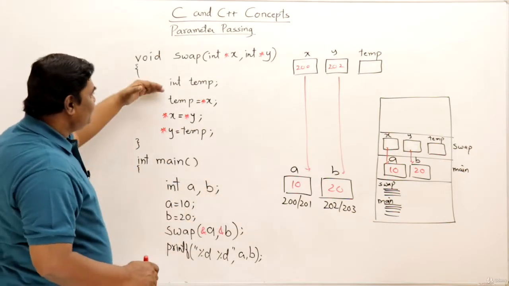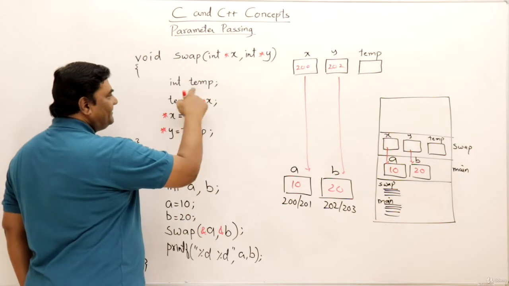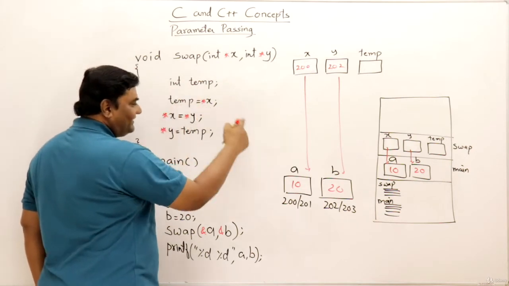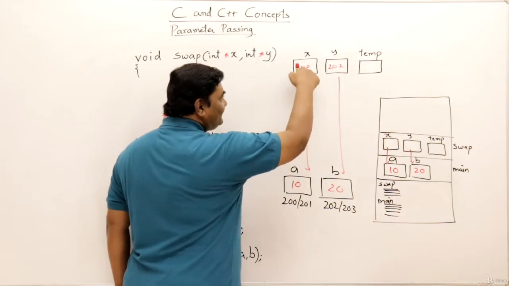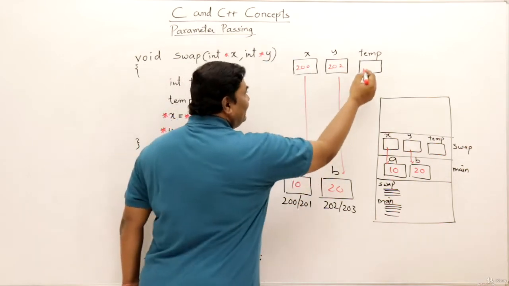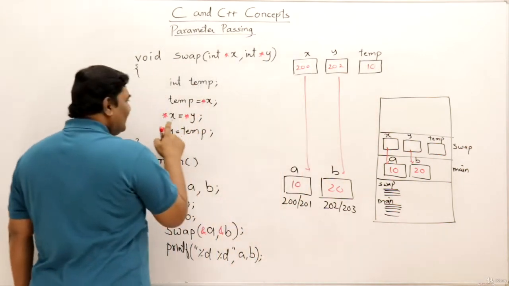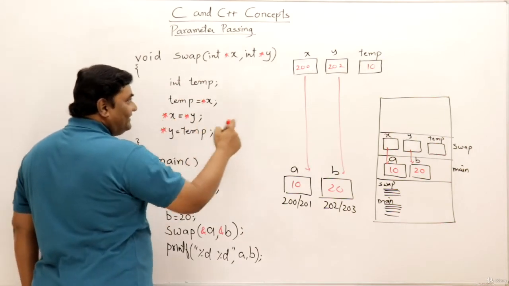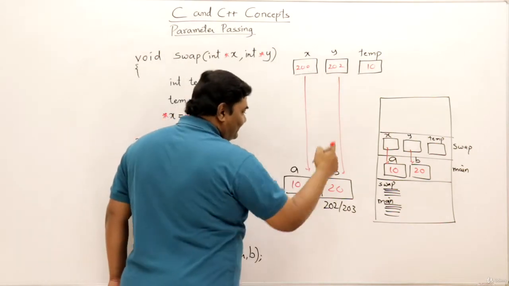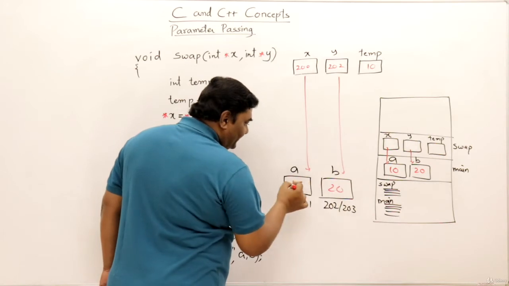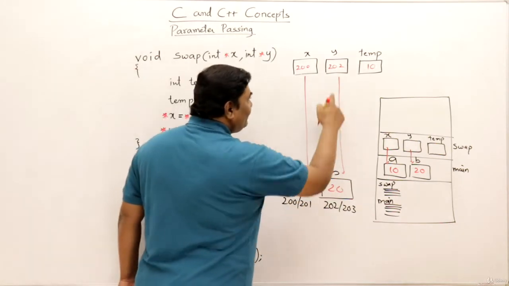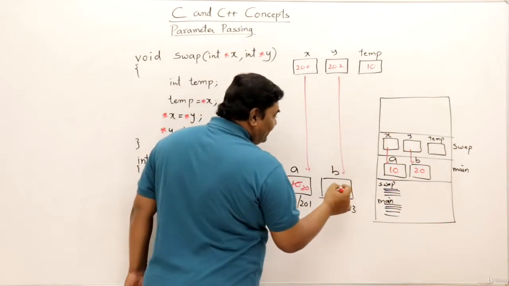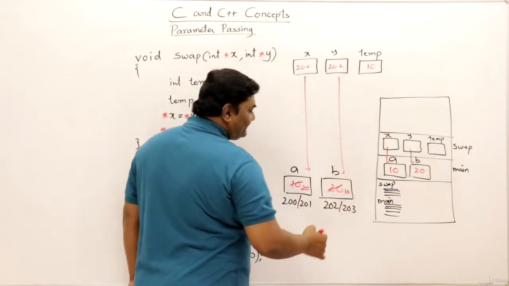Now, when the function is called, temp is already there. Temp assigns star x. So asterisk x, that is 10. If you say x, it is 200. Asterisk x, it's 10. So 10 is stored in temp. Asterisk x assign asterisk y. Asterisk x is 10, asterisk y is 20. So 20 is copied here. Then asterisk y assign temp. Asterisk y is this one, assign 10. So temp is 10.